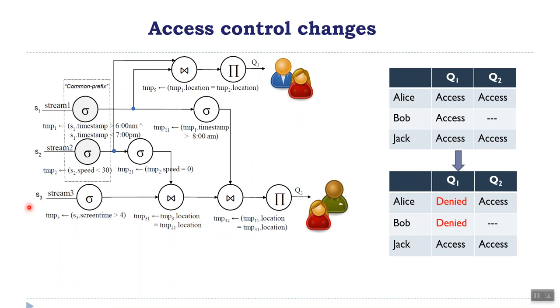How can we enforce those access control without disrupting the operation of the shared operator network? Because there are still other users. In this example, Jack is still allowed access to the output of query 2.